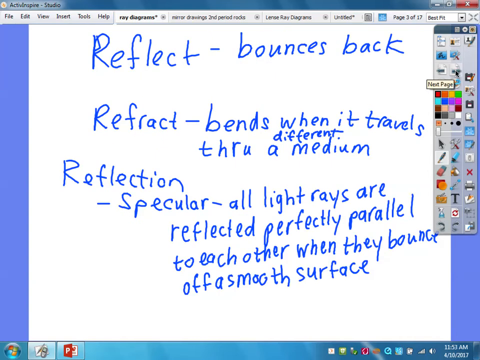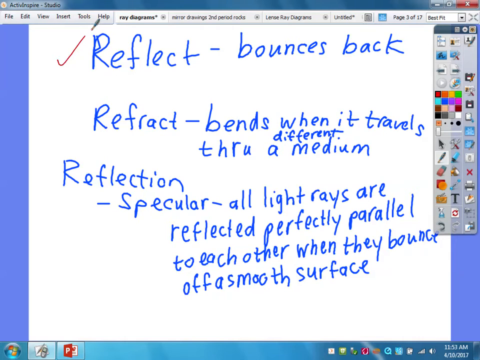Okay? So, there are two major things that light will do in this unit. It's going to either reflect, which means bounce back, or refract, which means it will bend when it travels through a different medium. So in this video, we are going to focus on reflection, because we're going to get into mirrors soon.